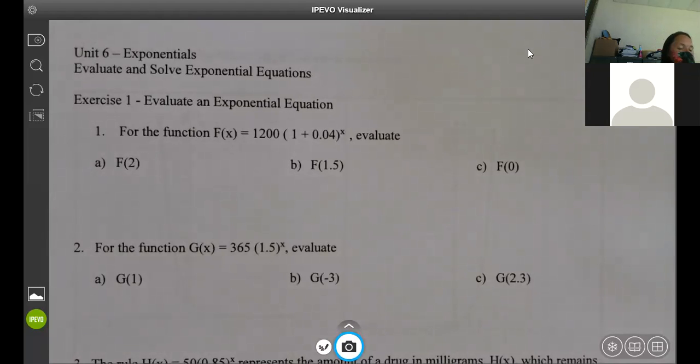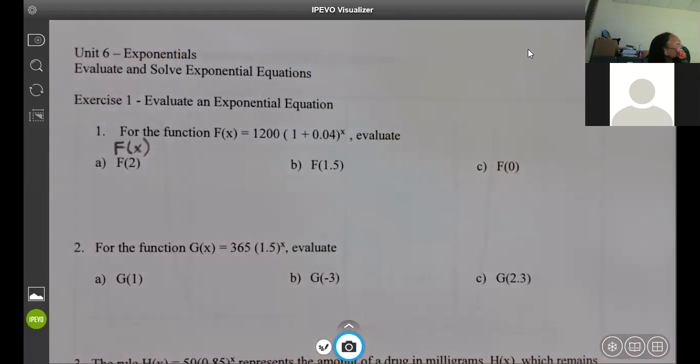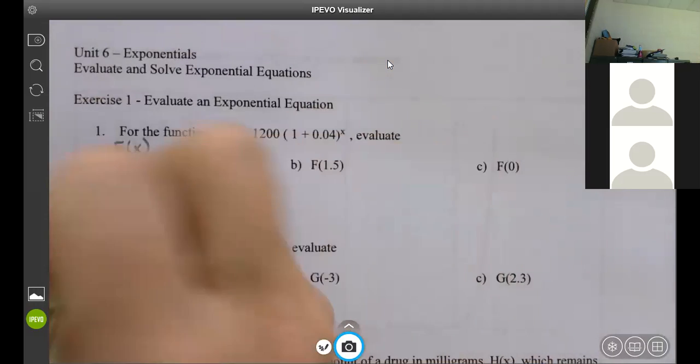I don't mind. All right, so it says evaluate an exponential equation for the function f of x equals 1200 times 1 plus 0.04 to the x. We're going to evaluate for f of 2. So we had the function f of x. What did 2 take the place of? Sorry, I just gave you the answer. X.